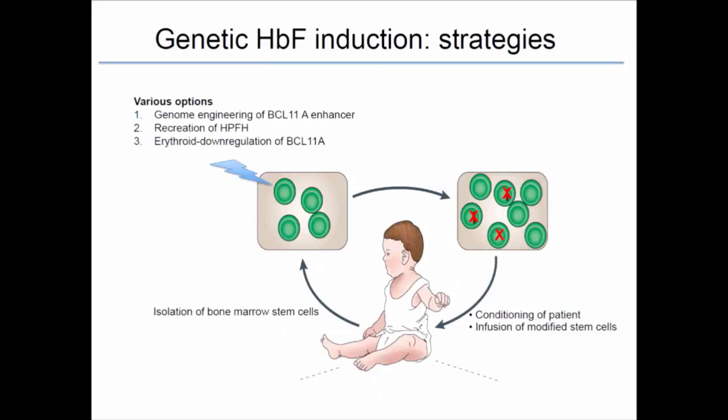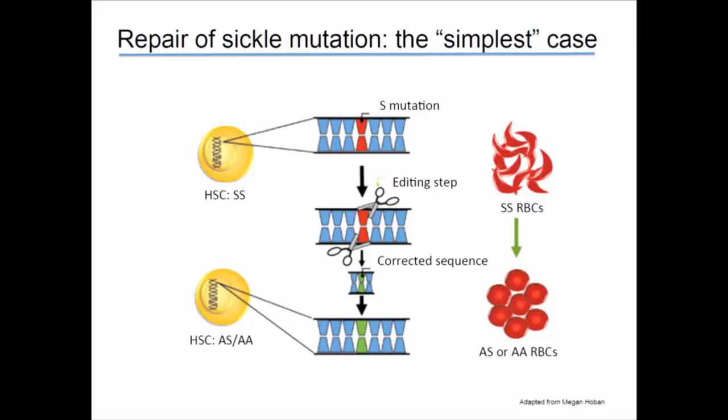So where are we clinically at this time? If one thinks ahead, well, there are various options for hemoglobin F induction therapy. There's genome engineering of the B-cell enhancer, there's recreation of HPFH, and there's erythroid-specific down-regulation of BCL11A, the trial I mentioned, hopefully that will go on later this year. And so these are at least three different approaches to the same outcome, and hopefully they'll all be explored to see which ones are really the preferred ones and which approach has the best effect and the least off-target effects, if you will.